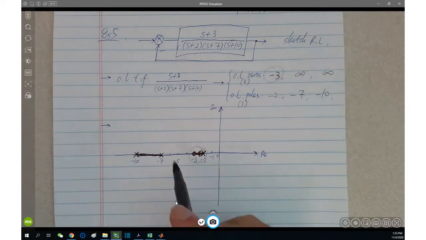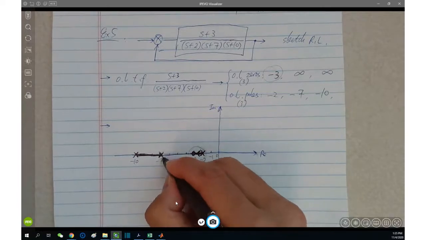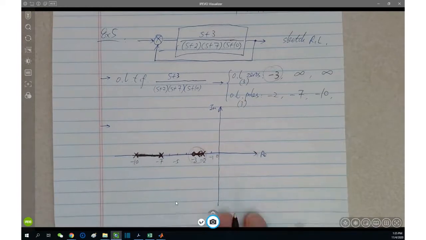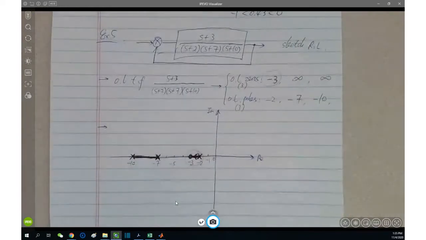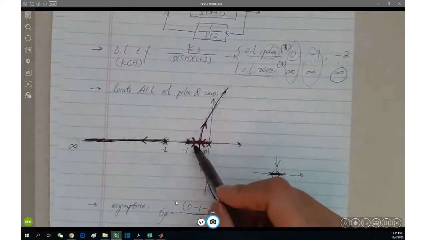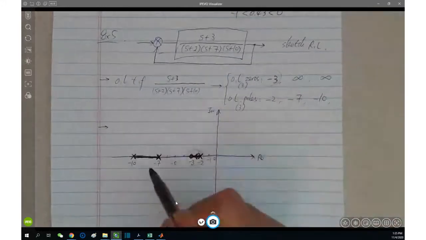How about this section? This section is the same as the one we came across back in example 4, just like this. So the answer is the same too. So this section is definitely not right. Not okay.